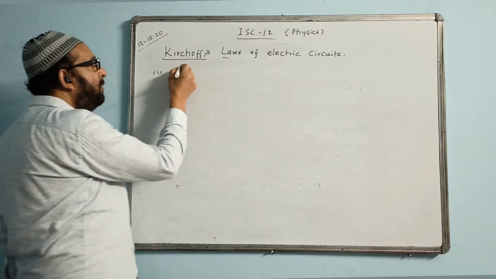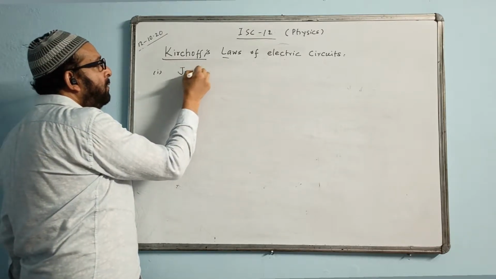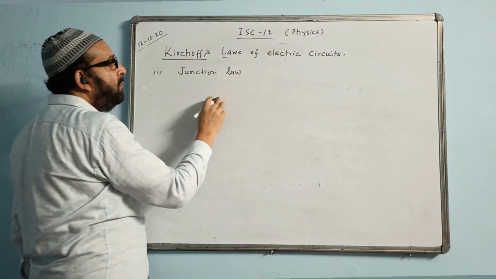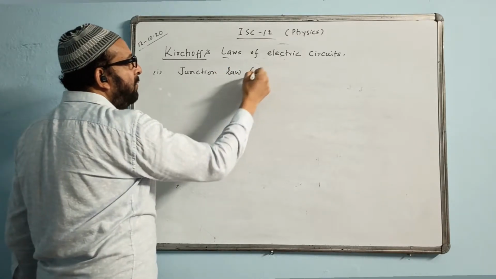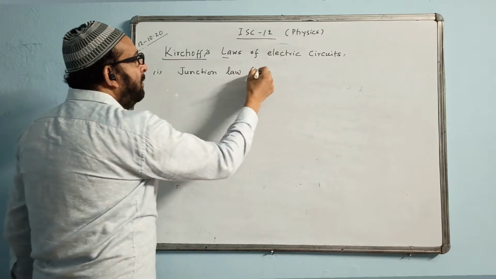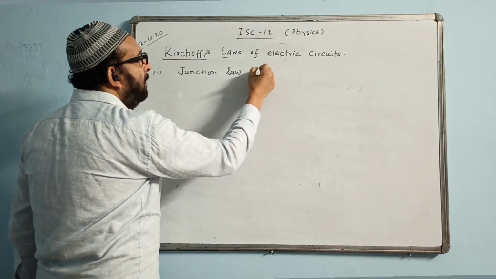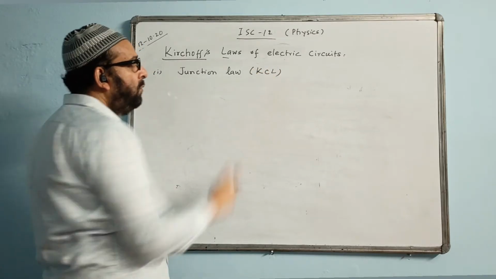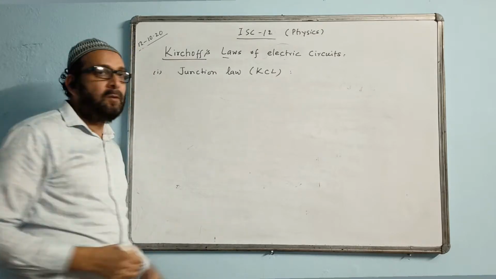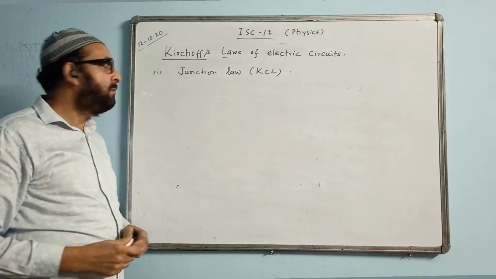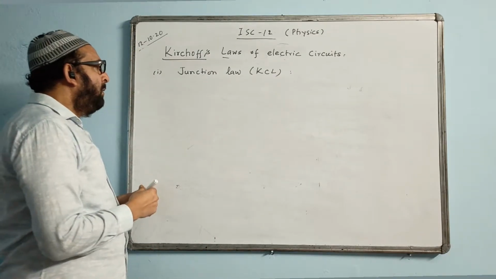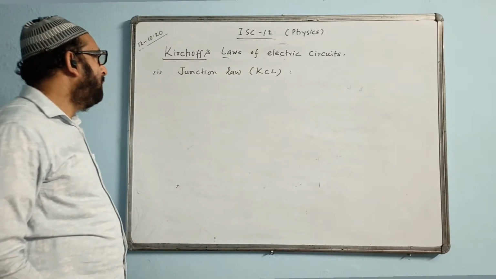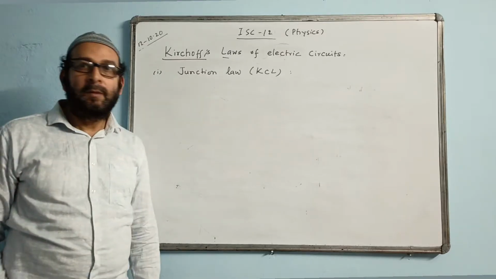The first law is called the junction law or junction rule. In short we write here KCL, Kirchhoff's current law. Okay, first you understand what is junction law and then we will be discussing the second law.